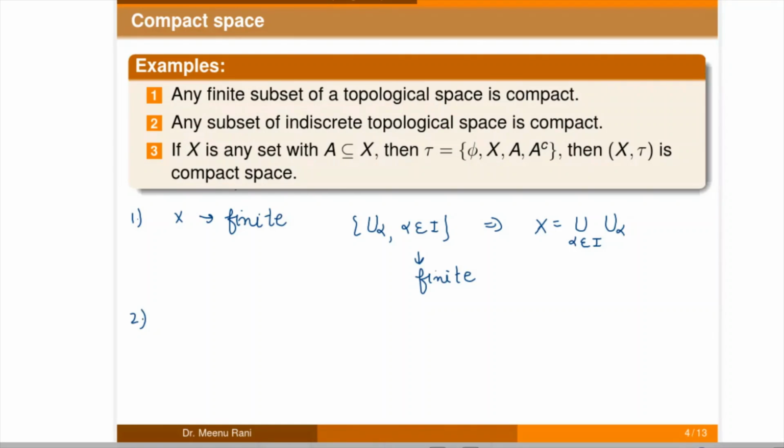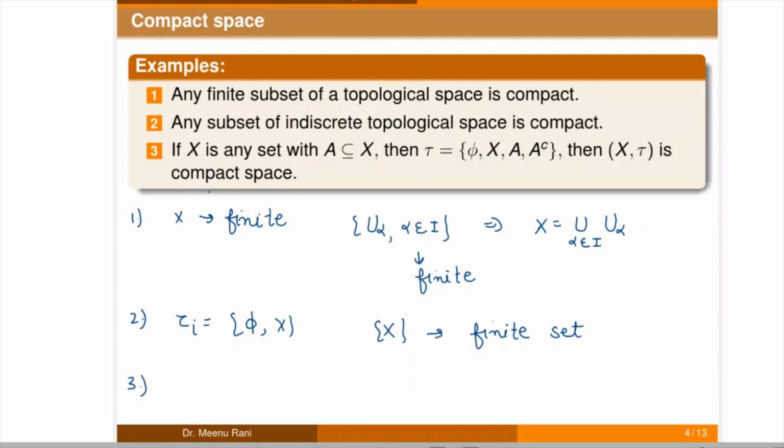And the second example, any subset of an indiscrete topological space is a compact space. If we take the indiscrete topology, then we know that phi and X are the only open sets. So if we take any open cover of X, it is X only which covers itself. Now we know that it is a finite set because it contains only one member, that is X only. So this open cover has also reduced to a finite subcover. So we can say that any subset of an indiscrete topological space is compact.